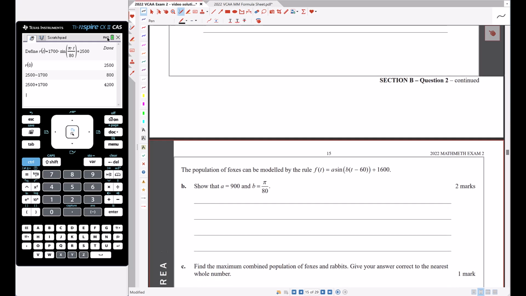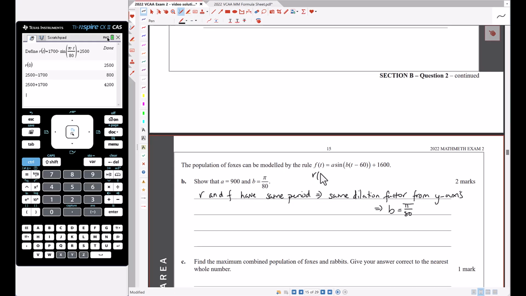Okay, so R and F have the same period, which implies the same dilation factor from the y-axis, which means that B is going to be pi on 80, which was the same as it was in R of t.